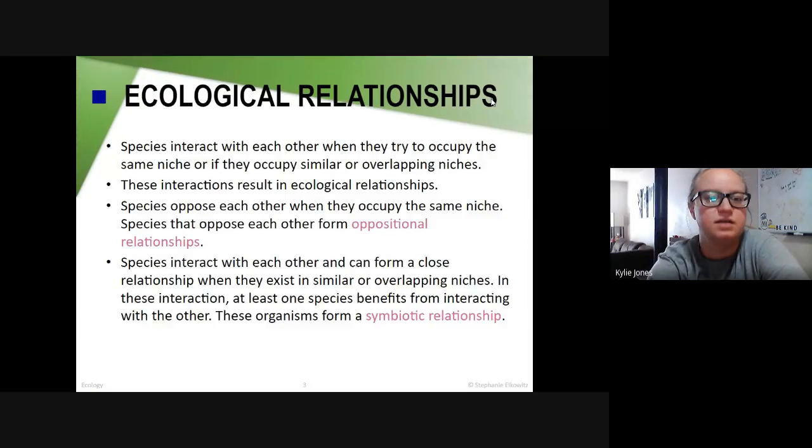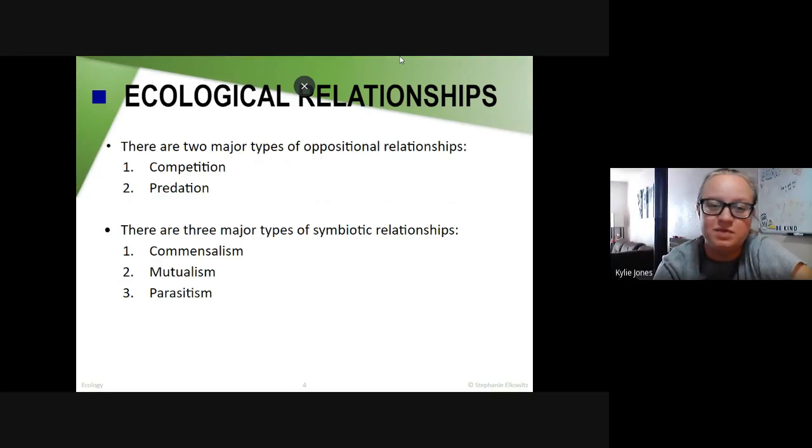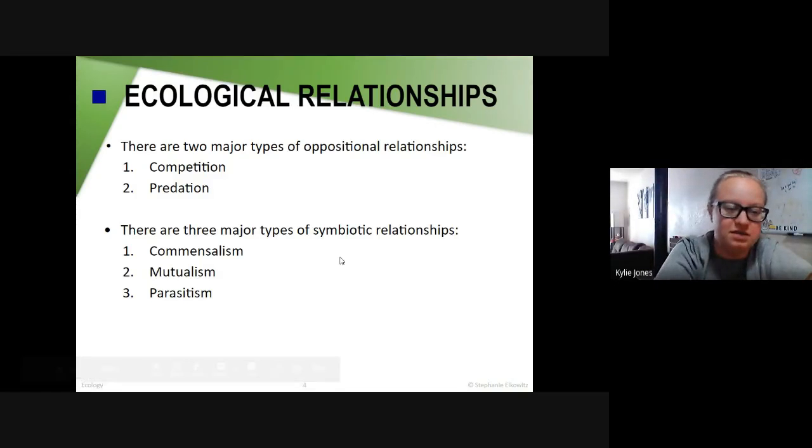Alrighty. Our next slide here talks about the different types of ecological relationships that are most important to ecosystems. So first, there's two major types of oppositional relationships, the ones where they are in competition, they're fighting each other. The first one is competition in general. The second one is predation, so like predators and prey. Then there are three major types of symbiotic relationships, the ones where they benefit each other. There's commensalism, mutualism, and parasitism. And we're going to go into depth about all five of these in the next couple slides.